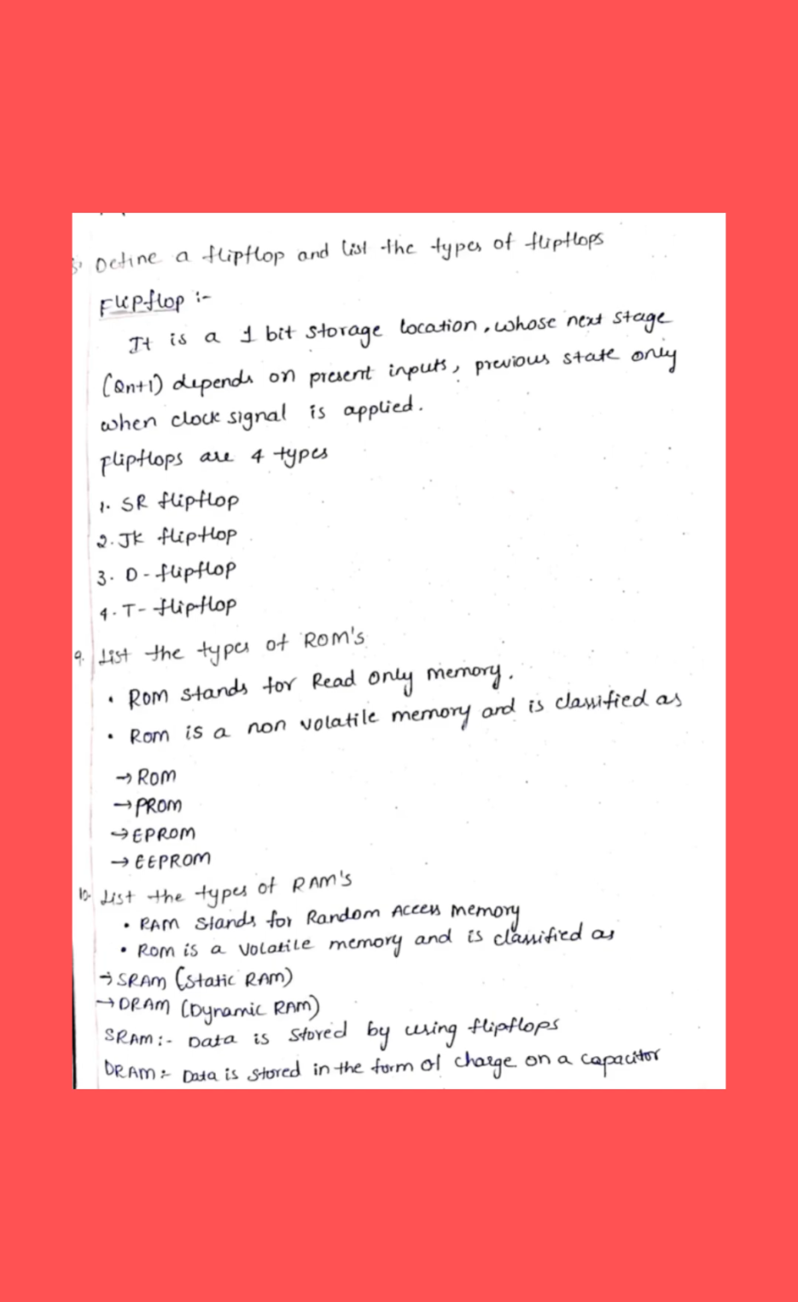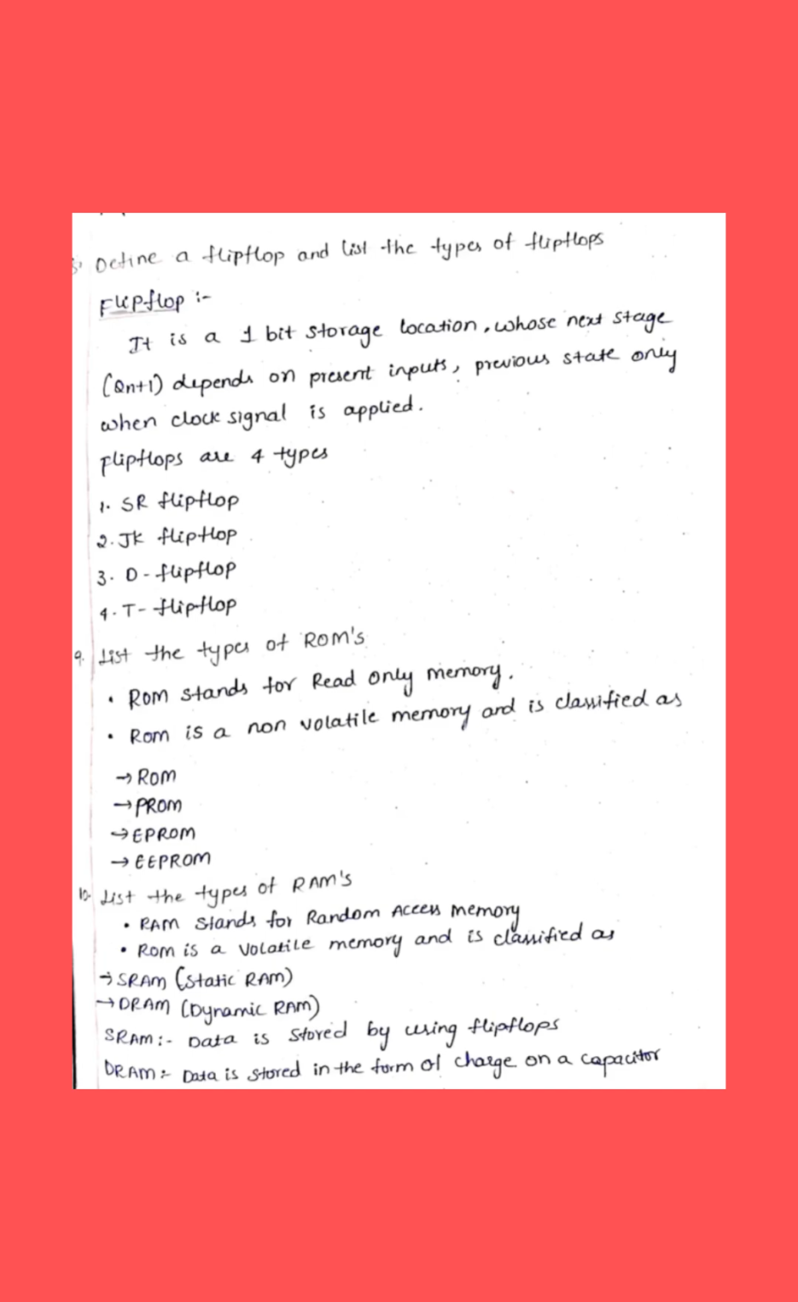Next question, the 9th one: list the types of ROMs. ROM stands for read-only memory. ROM is a non-volatile memory and is classified into different categories: ROM, PROM, EPROM, EEPROM, electrically erasable and programmable read-only memory. Next question: list the types of RAMs. RAM stands for random access memory. RAM is volatile memory and is classified as SRAM and DRAM.